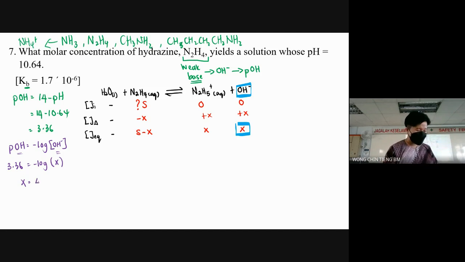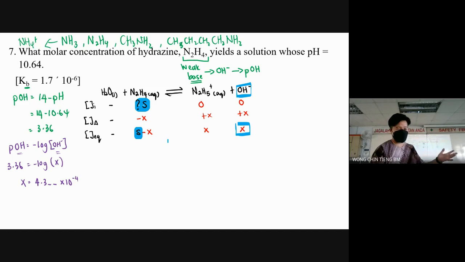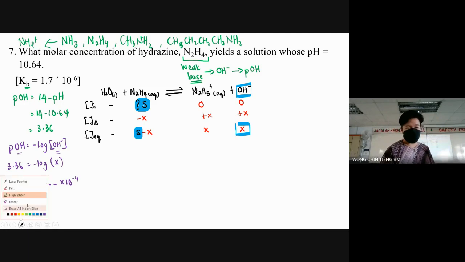Kawan kamu dapat 4.3 something something times 10 to the power of negative 4. Setuju? Okay. Next, yang saya nak adalah initial tadi. Yang saya nak adalah S kita ni. Kita nak bergerak all the way up here. Saya nak ni. So your entire unstable, ladies and gentlemen, I only have two unknown. The initial that I want and the X. And the X dah selesai. Kita dah jumpa. So what do we use to calculate the S? KB. KB, thank you.